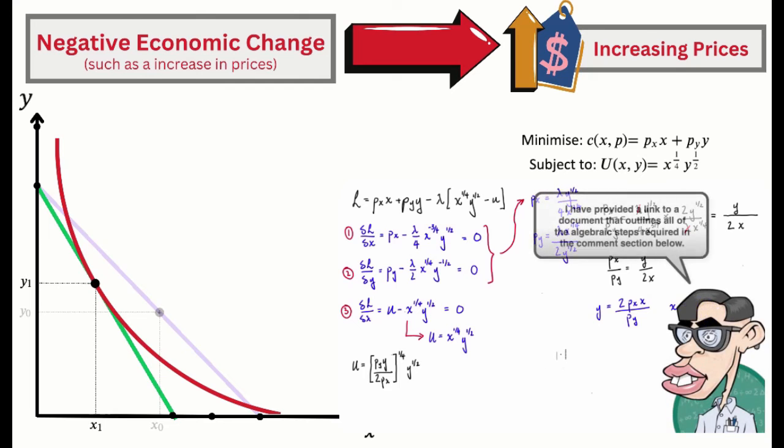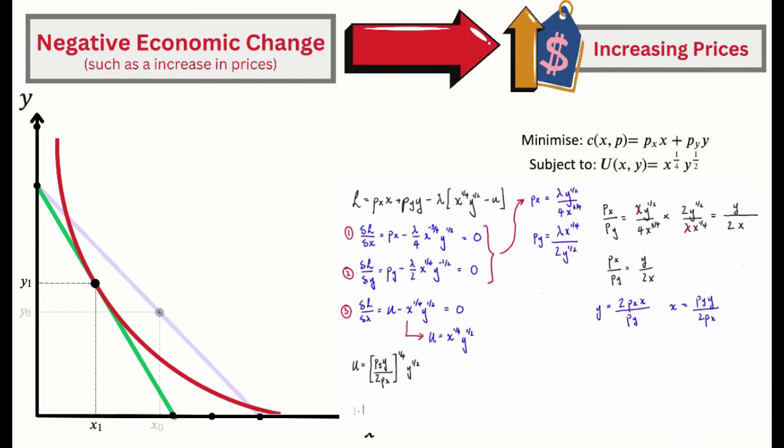Now guys, I've created a document which I've put a link to in the comments section below, which will outline the algebraic steps required to go from utility in terms of the prices and y to y in terms of the prices and utility. So if I do all those algebraic steps, this particular function can be rearranged to be y is equal to 2 times the price of x, the utility to the power of 4 divided by the price of y, all to the power of 1/3.